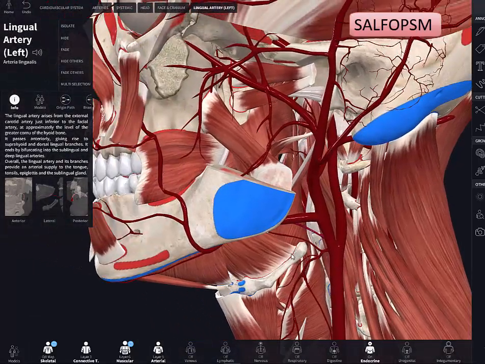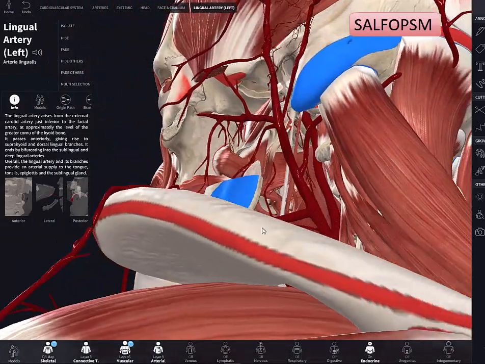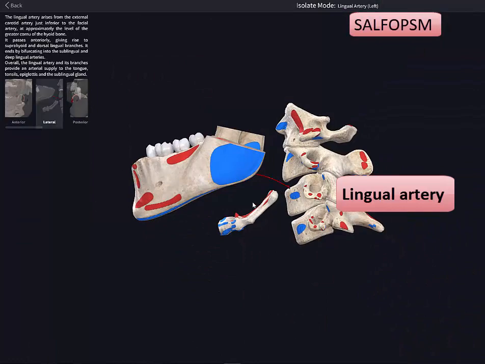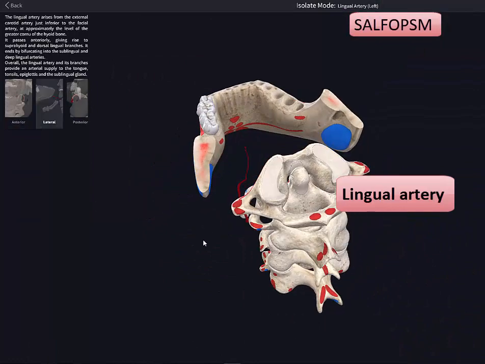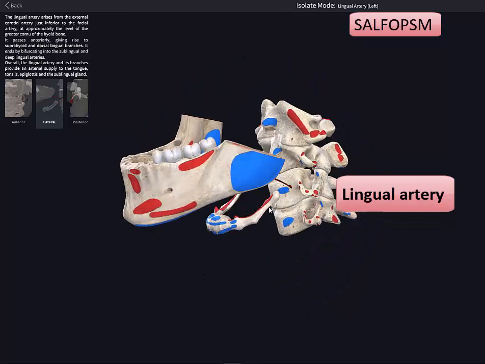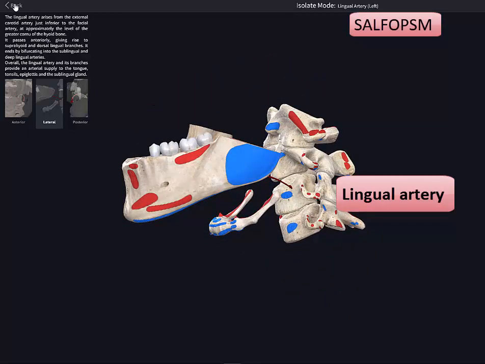The third branch is our lingual artery, as you can see it here. Let me see if I can isolate it for a second. Here's the lingual artery, and you can see that it is moving towards the midline underneath the tongue. Well, the name kind of already implicates that, right?